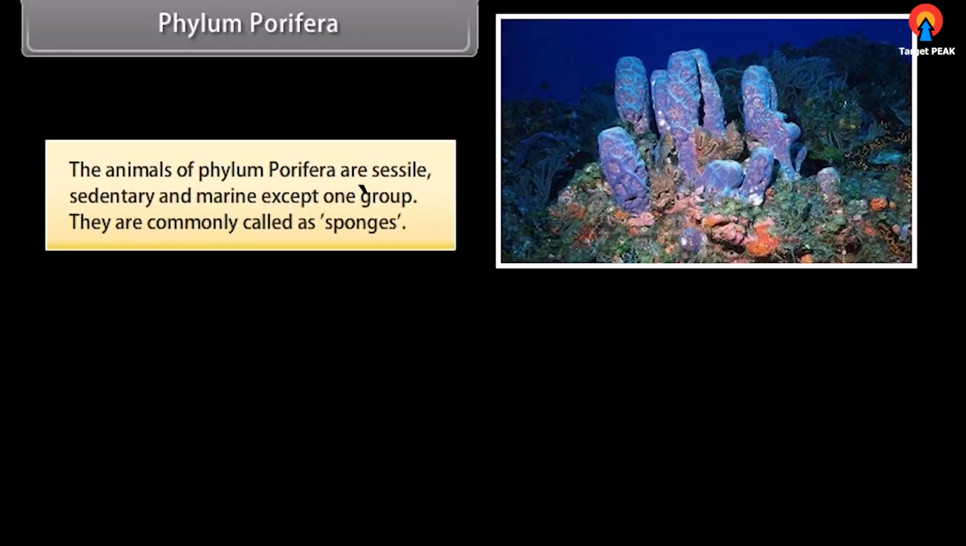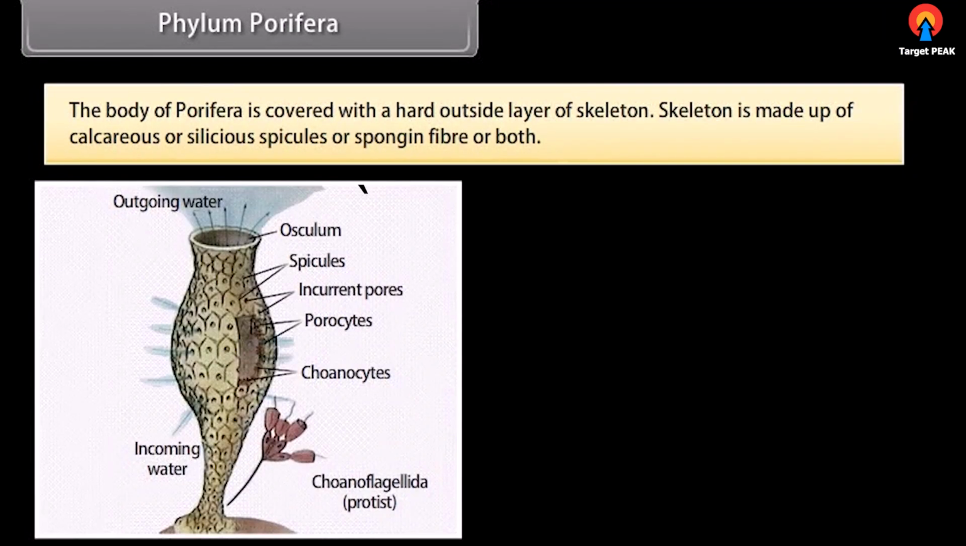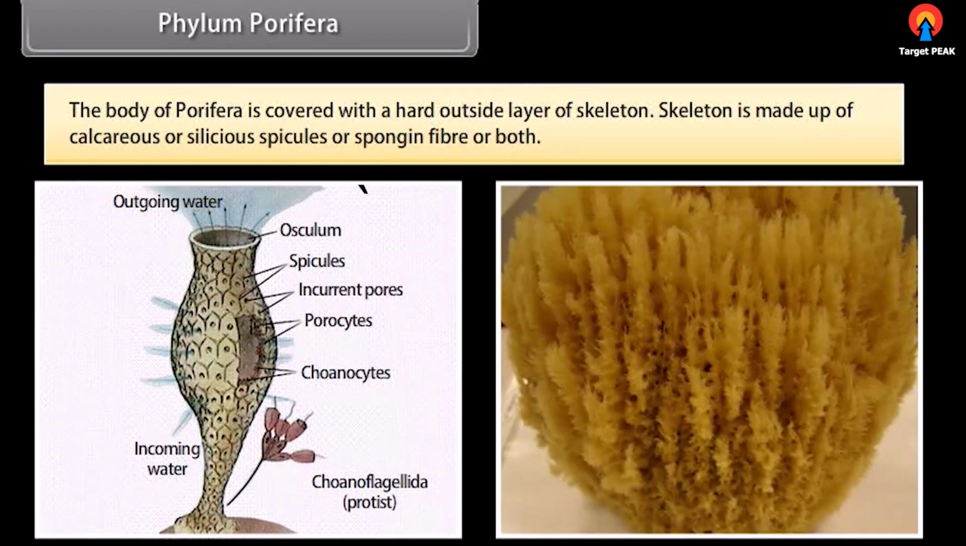The animals of Phylum Porifera are sessile, sedentary, and marine except one group. They are commonly called sponges. These are non-motile animals attached to some solid support. The body of Porifera is covered with a hard outside layer of skeleton. Skeleton is made up of calcareous or siliceous spicules or spongin fiber or both.